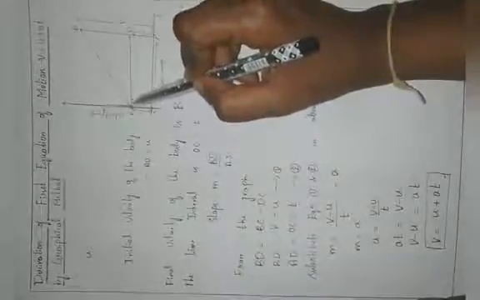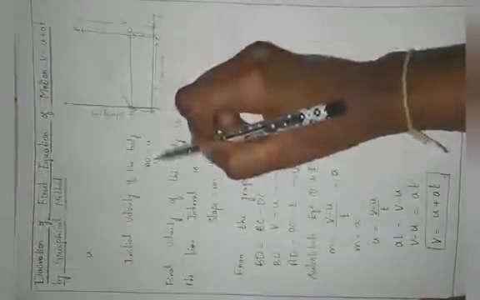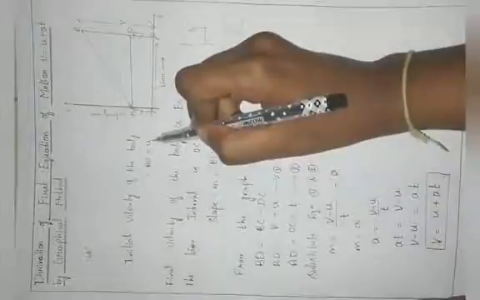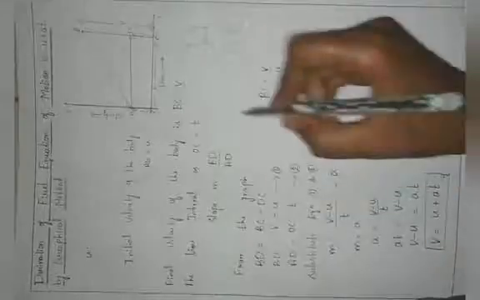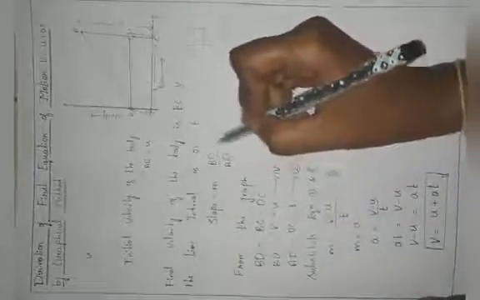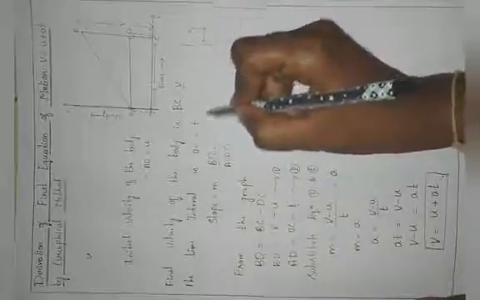Now we have to draw one vertical line to the time axis, and one line parallel to the time axis for our convenience. Now the initial velocity of the body is AO, that is U, and the final velocity of the body is BC. Consider this as V. In the time interval of t, the velocity of the body changes from U to V.